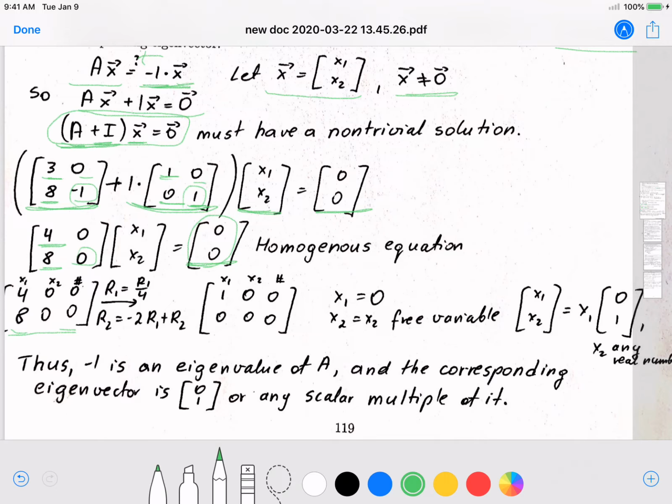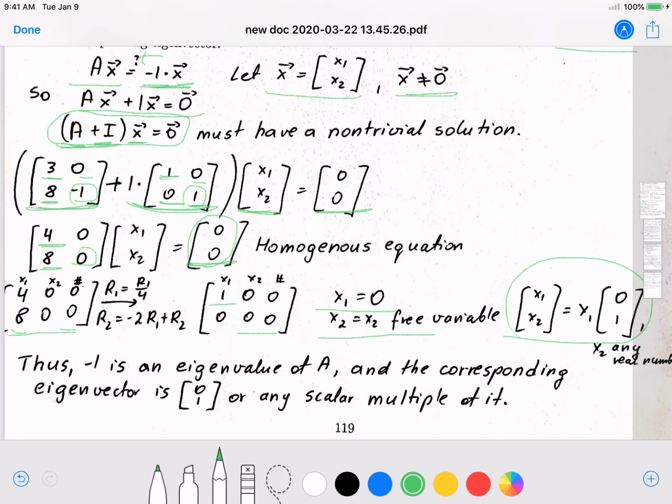Perform row operation, divide by 4, I'm gonna get 1, and multiply times you're getting zeros. From this, write the equation. So x1 is equal to 0, and x2 is a free variable, so it's x2. Then we can write this solution for any non-zero number. So I did find a vector x such that my original equation holds.